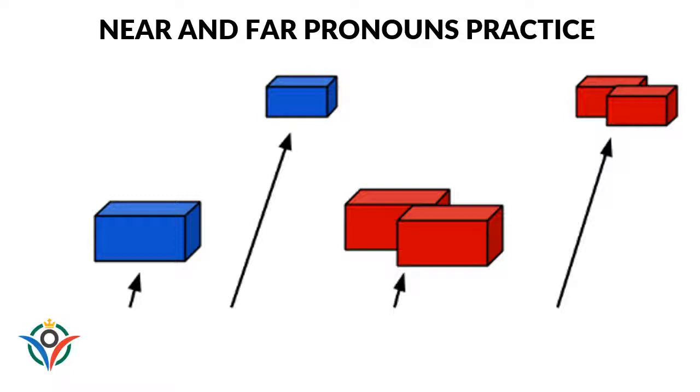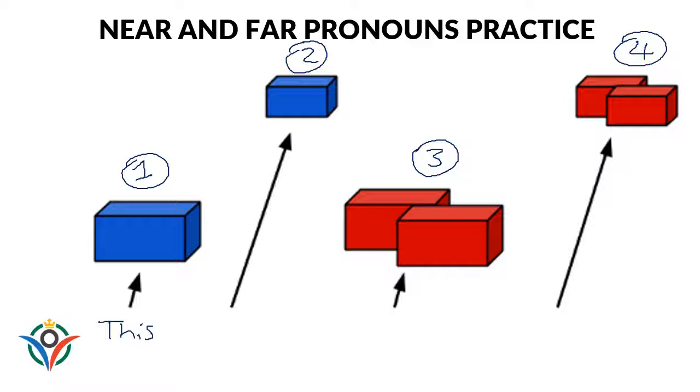Let us take some time just to quickly practice the near and far demonstrative pronouns. So here we have 4 boxes, so let me label them. Here's box 1, box 2, 3, and 4. So the question is, how are we going to point out these specific boxes using the near and far pronouns? Okay, so the first one, we have an individual box that is near to the speaker. All right, so we refer to it as this box.